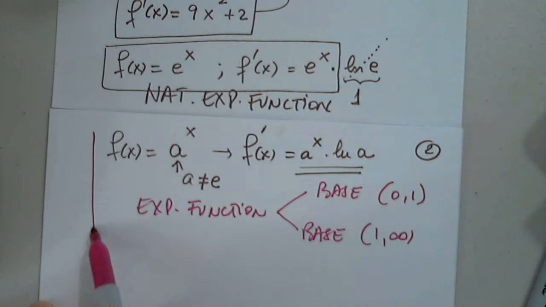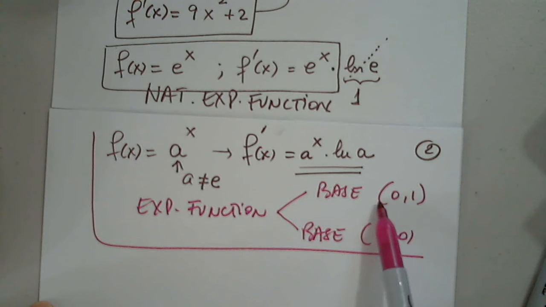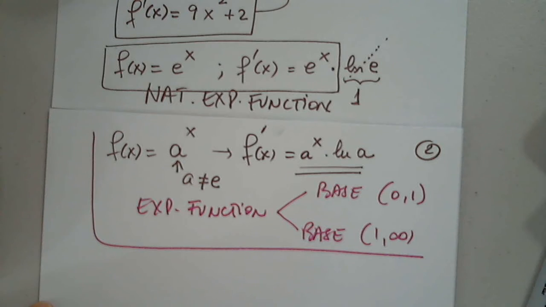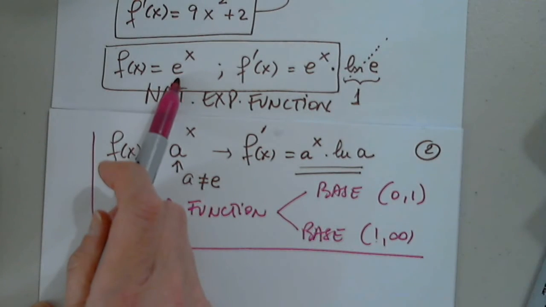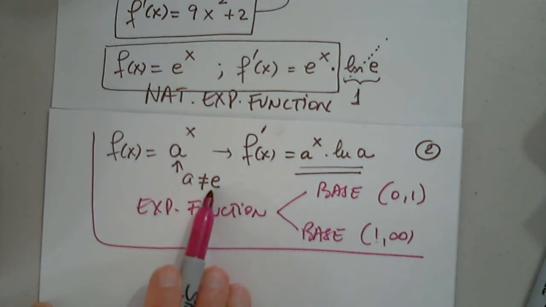By definition, the exponential function can have anything between 0 and 1, not 0, not 1, or a number between 1 and infinity, but not 1. So there is no discussion for this to be ever 1, or 0, or negative. I'm saying a can be any number between 0 and 1, and 1 to infinity, but not e, because I already have a formula for e. I don't need the formula for e. I need the formula for anything that is not e. Is that okay? Yes, thank you.